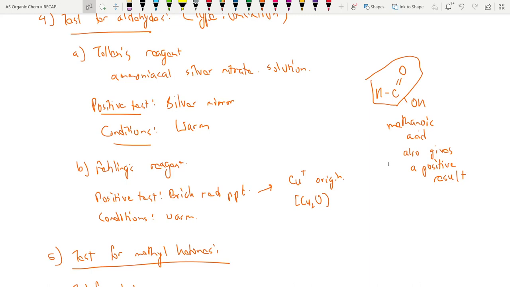One important thing to note is that for A2, methanoic acid also gives a positive result because HCOOH, even though it's a carboxylic acid, has an aldehyde group and it's easy to break. I taught you beforehand, right? It is oxidized in the presence of KMnO4 and K2Cr2O7, in fact, with just KMnO4, to form CO2 and H2O.